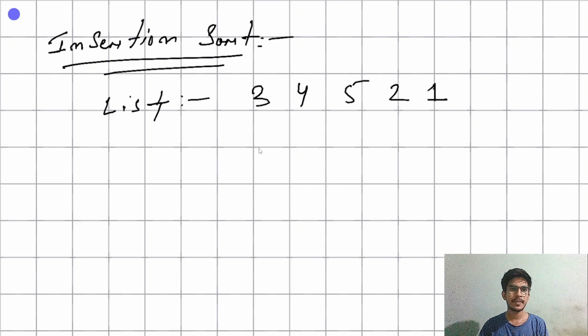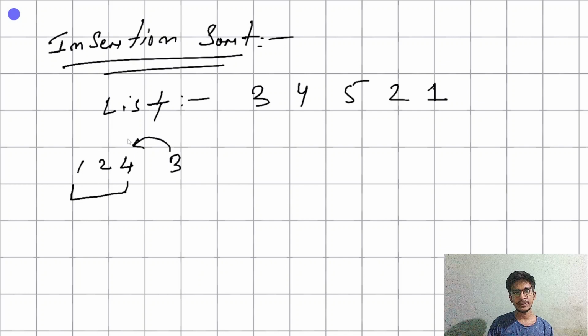Now, what happens in the insertion sort? Suppose we have a sorted list, like 1, 2, and 4, which is already sorted. Suppose we have to insert 3 into this sorted list, and we want the new list, after inserting the 3, to also be sorted.